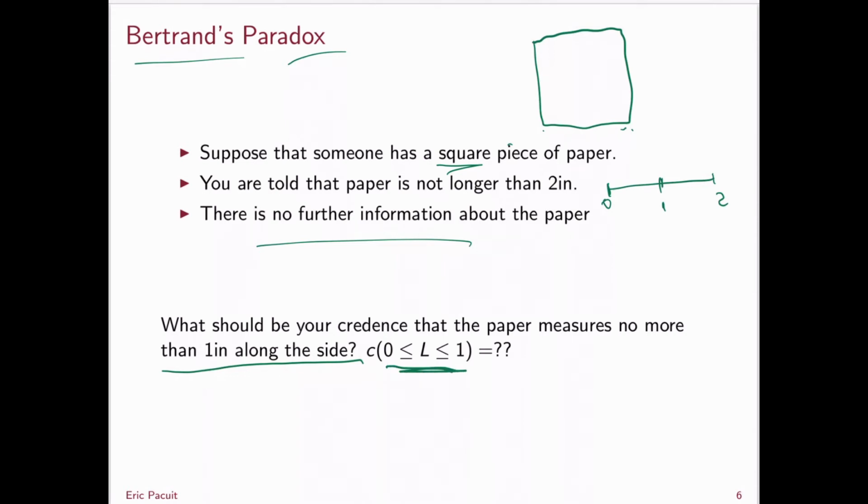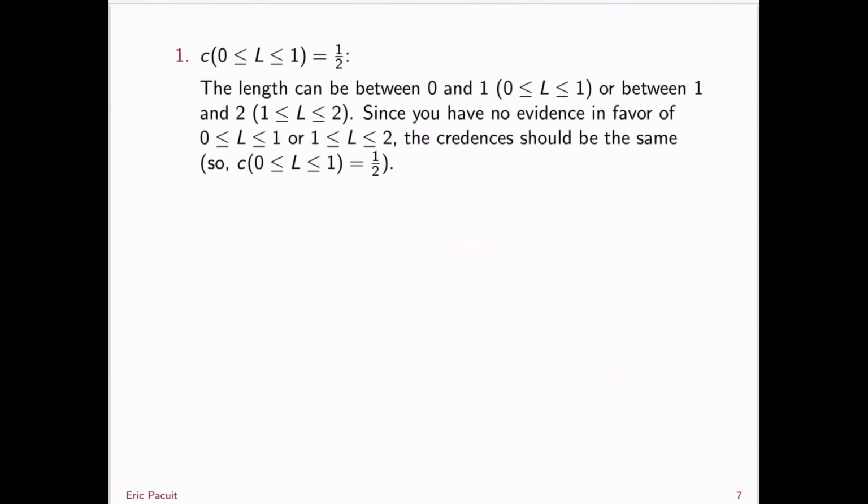So take a moment and think to yourself how you would answer this question. You have a piece of paper, it's a square paper. The length is between 0 and 2, any number between 0 and 2. And the question is, what credence should you attach that the length is between 0 and 1? Well, here's one answer that many people give. The credence should be 1/2.